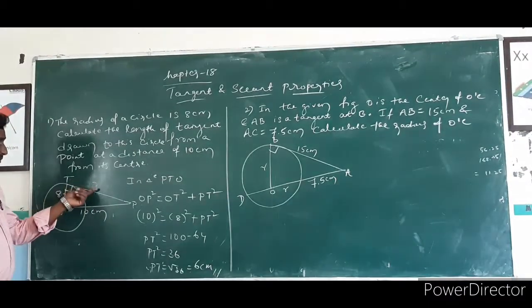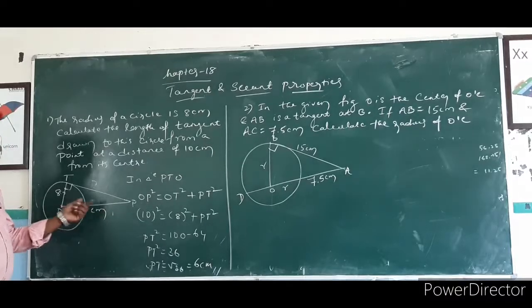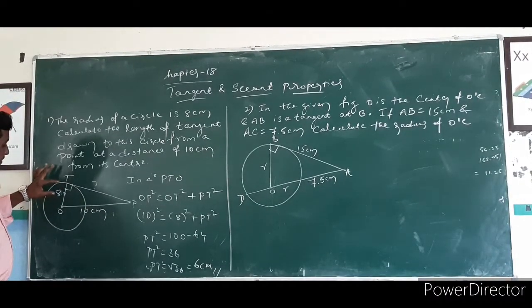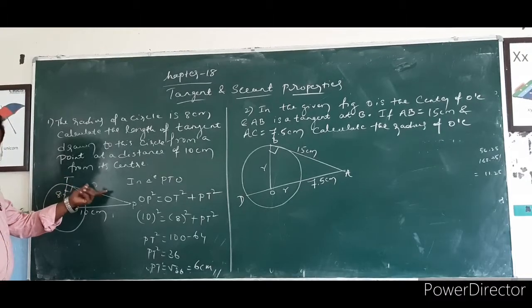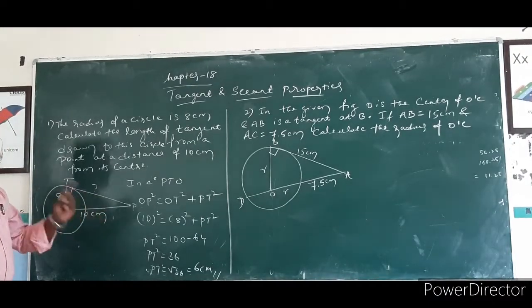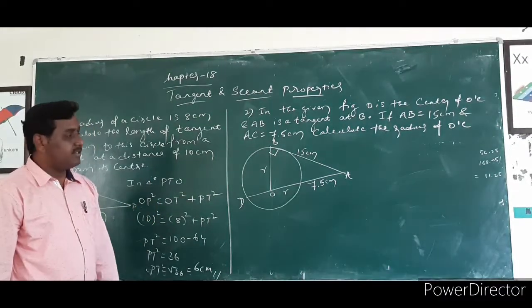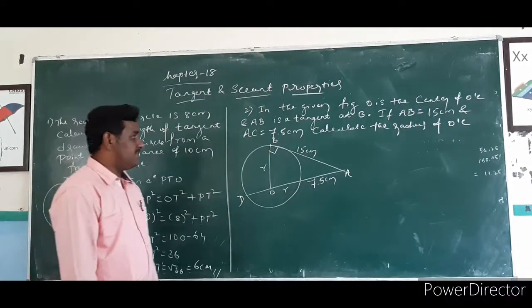Like this way, we can easily find the length of the tangent. Otherwise, if they give the length of the tangent and the distance from the center, we have to find the radius. And if they give the radius and the length of the tangent, we have to find the distance from the center to the point. So we can easily find it like this.